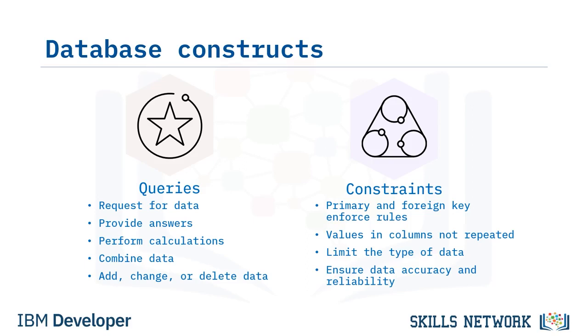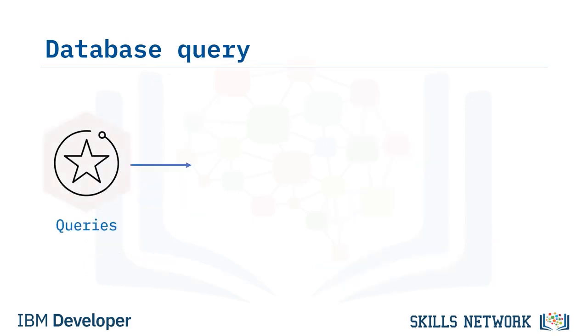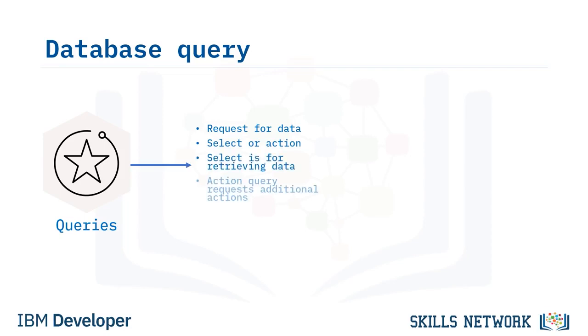When setting up a database, it is usual to define a set of queries used to answer questions from the data in the database. The output produced by the database is called a report. Queries are an important part of using a database. A query is a way of requesting information from a database, and there are two types of queries, select or action. A select query retrieves data, and an action query requests additional actions to be performed on the data, like deletion, insertion, and updating.